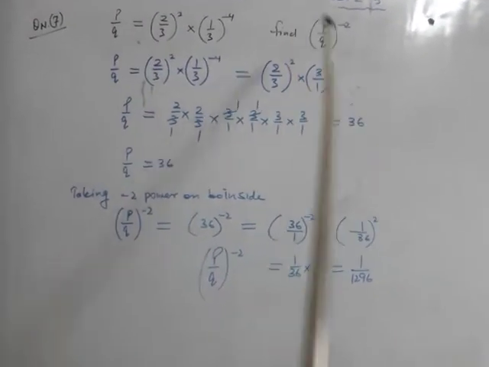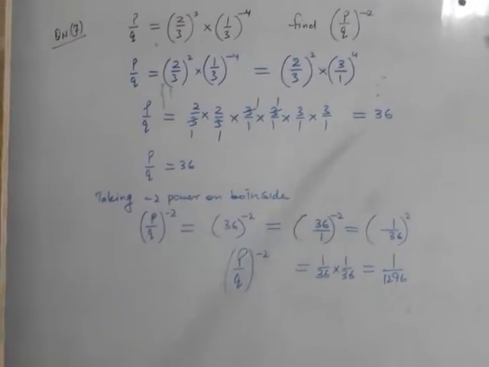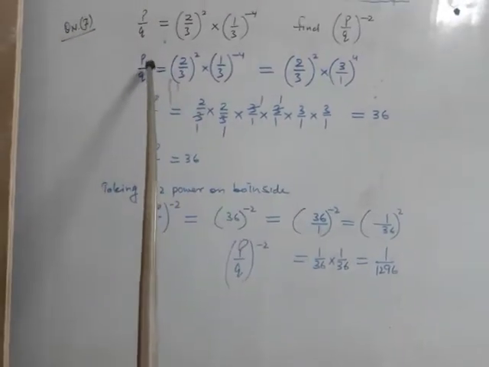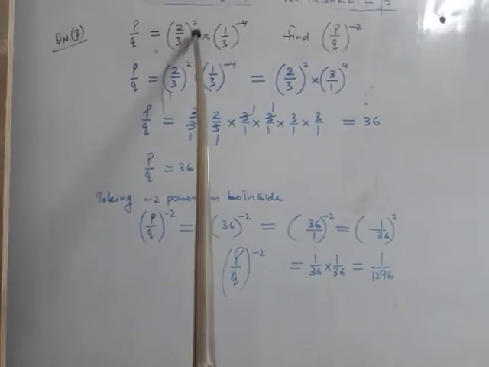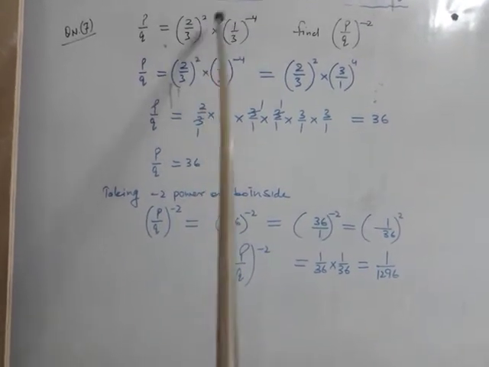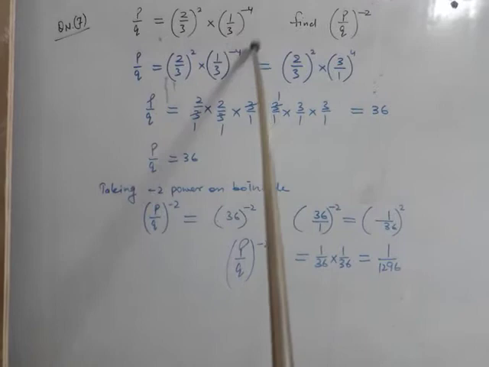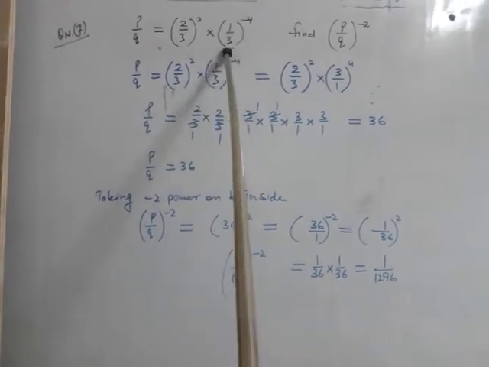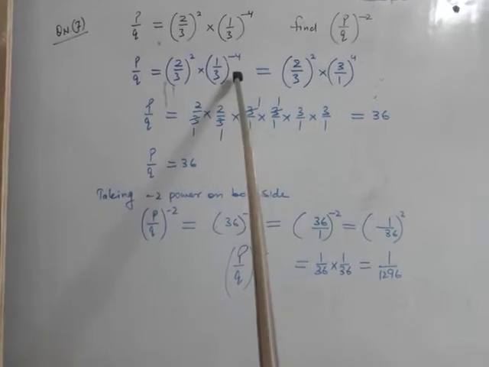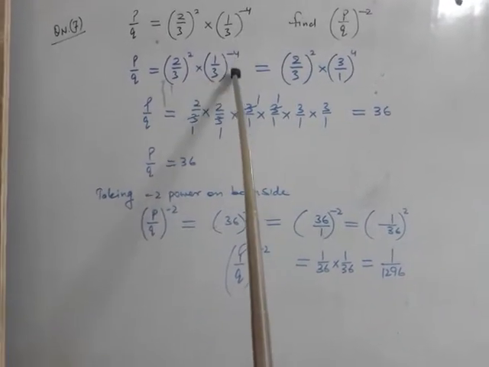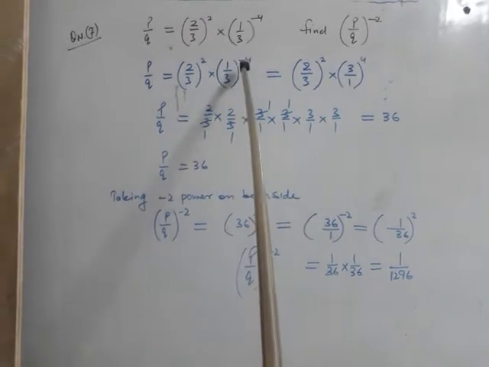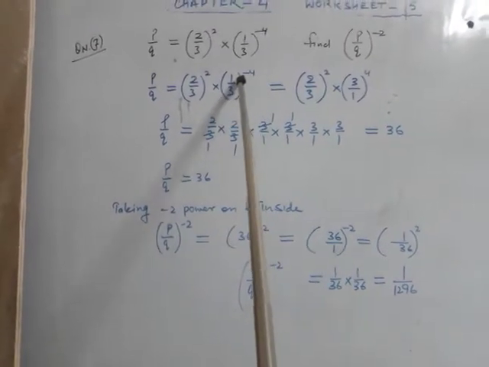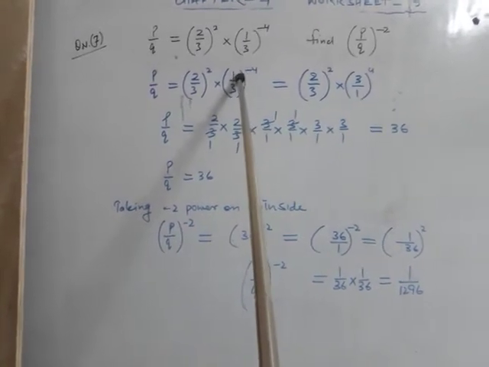There are so many methods by which you can solve this question, but one of them I am going to discuss for you. First of all, you solve P over Q. P over Q is equal to (2 over 3) to the power 2, and (1 over 3) to the power minus 4. You can see here it is a positive exponent, it is a negative exponent. So first of all, in order to solve, change all the values to positive exponent. This negative exponent can be changed into positive exponent by taking the reciprocal of 1 over 3.